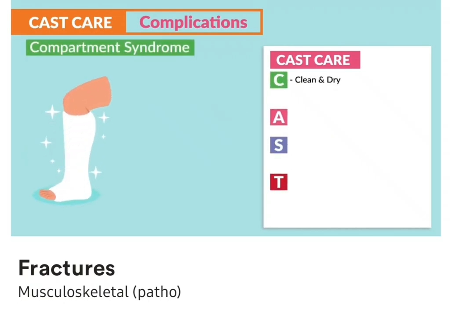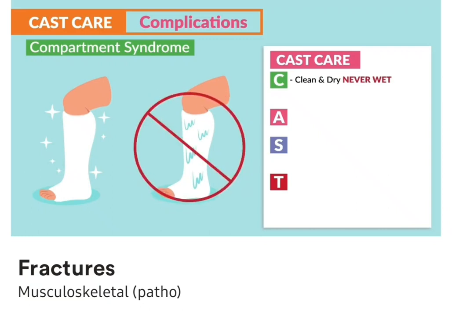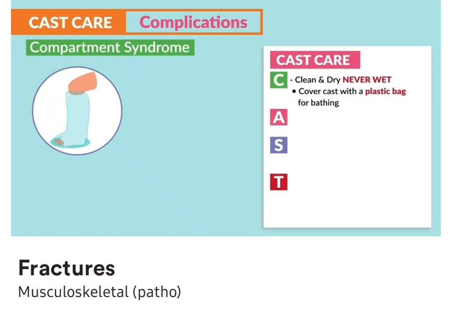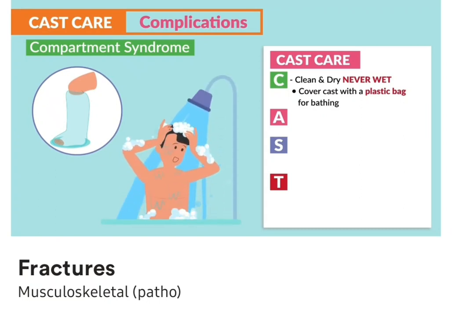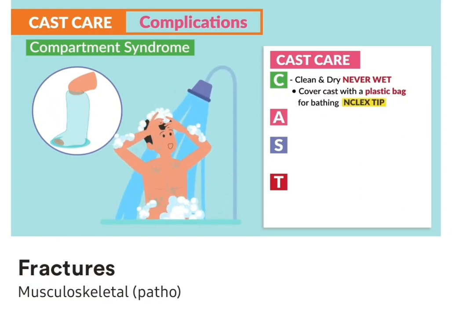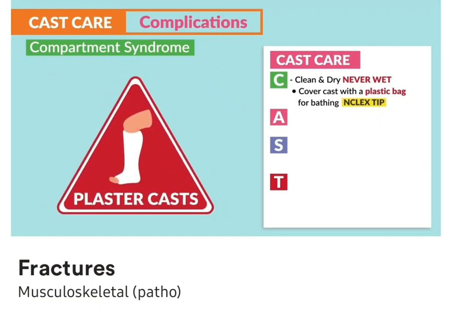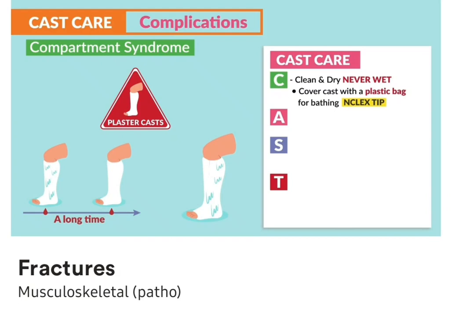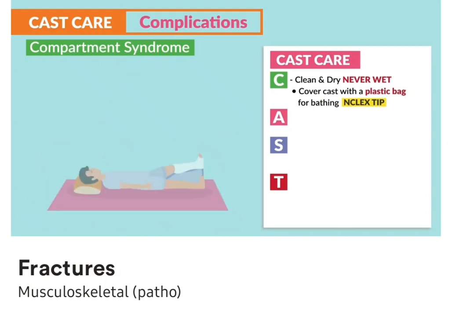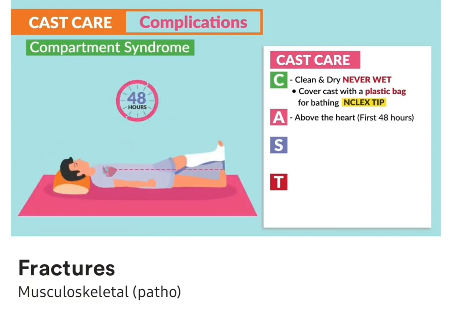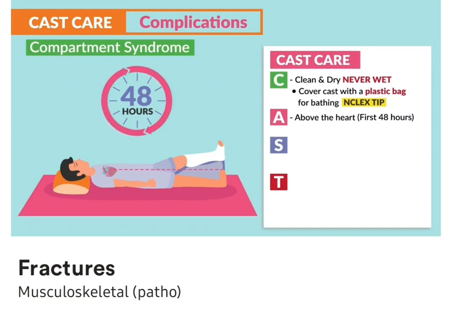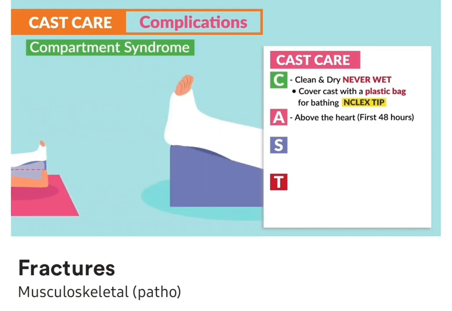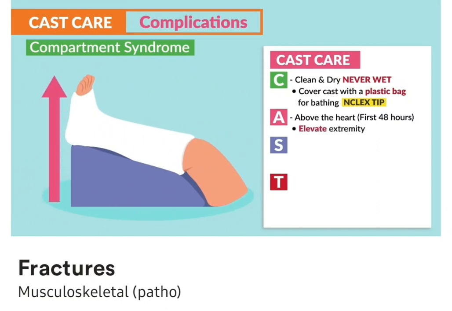C is for clean and dry, never wet, especially with a plaster cast. Key term is to cover the cast with a plastic bag for bathing. Huge NCLEX tip. Once again, especially for plaster casts. These typically take a long time to dry and will fall apart if wet. A is for above the heart for the first 48 hours. This is done to decrease the swelling and prevent compartment syndrome. So key term, elevate the extremity.